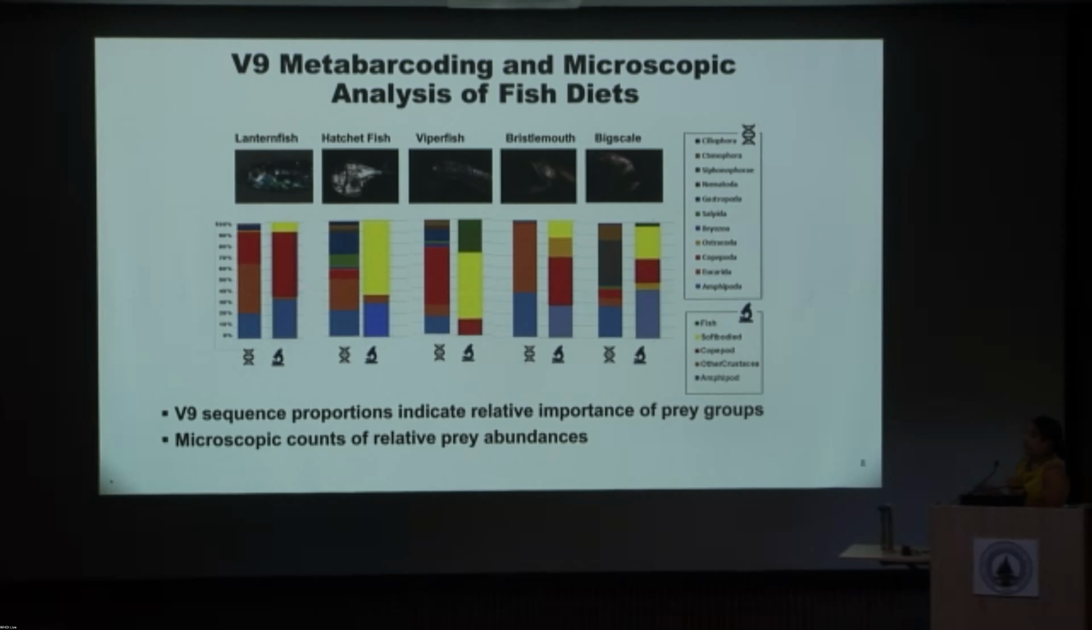But then when we come to the yellow section of the microscope analysis results, then we have the soft body, which we know already, some things you're able to identify like cephalopods because of the beaks and stuff like that. But other things are going to be highly digested and it will be hard to identify morphologically. But metabarcoding will kind of fill the gaps. So for example, for the hatchet fish, this yellow section, now we know that actually some of it might be salps, some of it might be bryozoan, siphonophores and ctenophores, and so on and so on. So V9 sequence proportions indicate relative importance of these prey groups, and the microscope counts kind of correlate and also gave us a relative abundance of the prey.